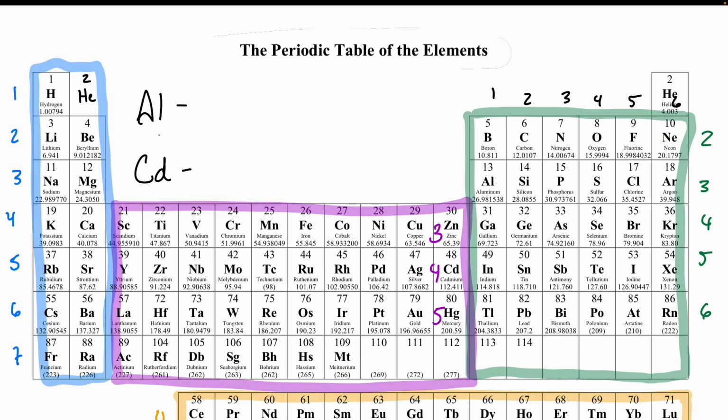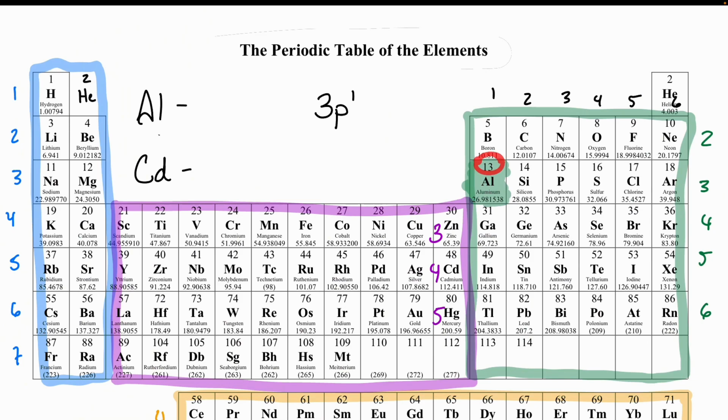All right, so I'm going to kick this off the same way I did before. I'm going to find my element on my periodic table. This tells me that the last orbital in aluminum's electron configuration is 3p1 because it's the first element in the third row of the p block. And then I got to include everything that came before it.